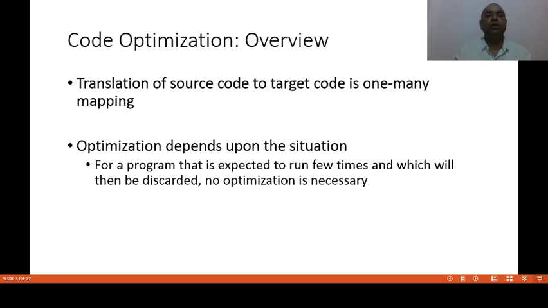Translation of source code to target code is a one-to-many mapping. It means when we provide the source code as input to the front end, it provides us the intermediate representation. When we optimize the intermediate representation, different optimizations will provide different intermediate representations, and for those we will get different target code. So we can say the translation of source code to target code is a one-to-many mapping.